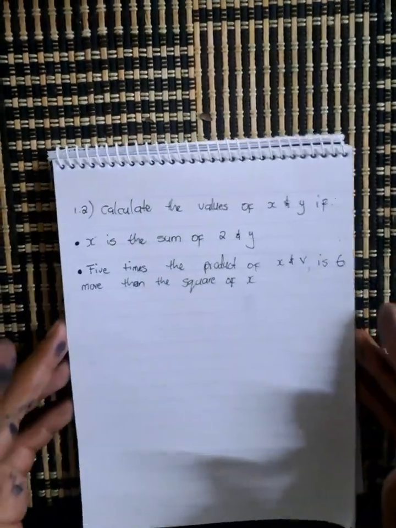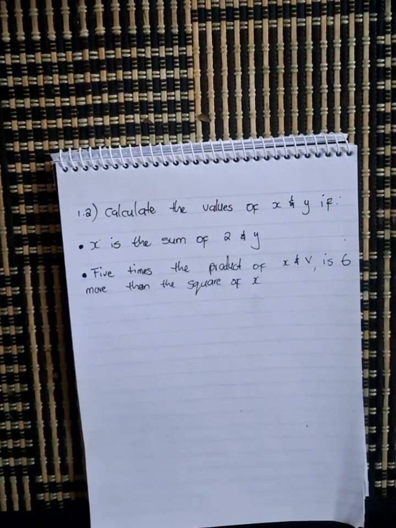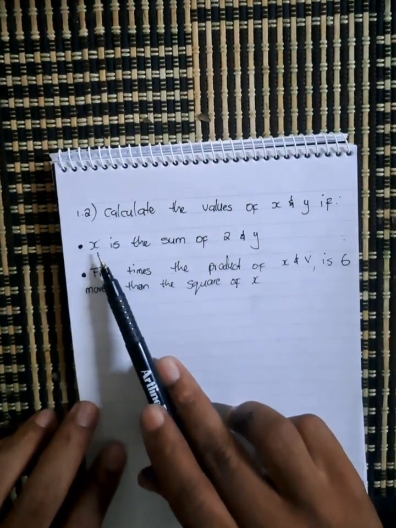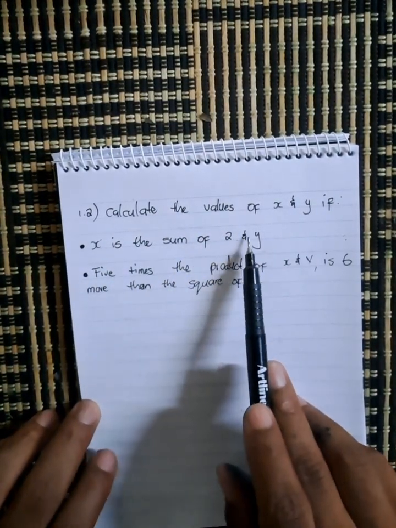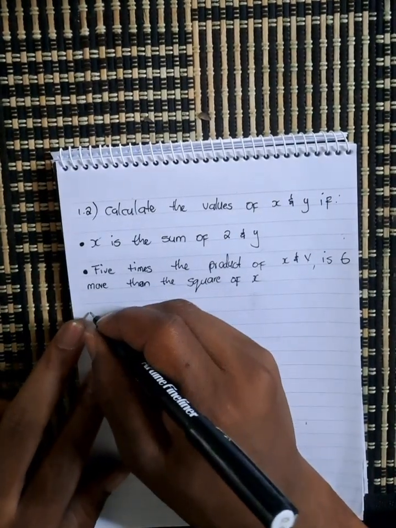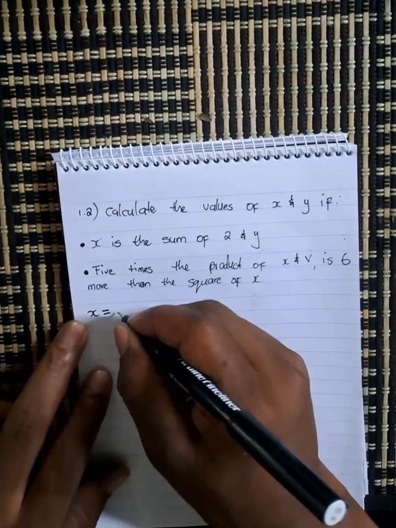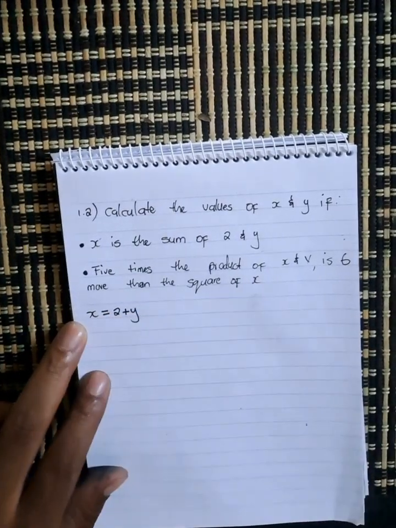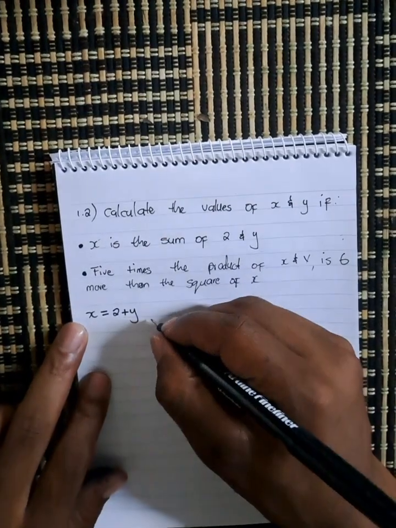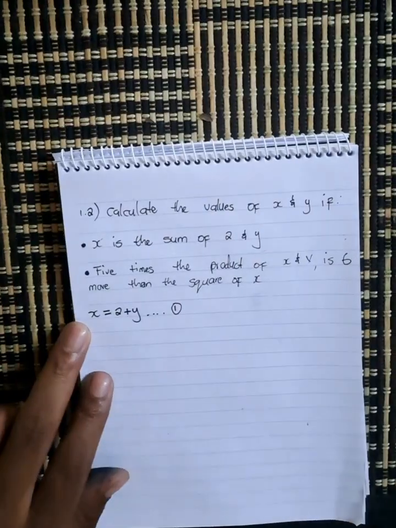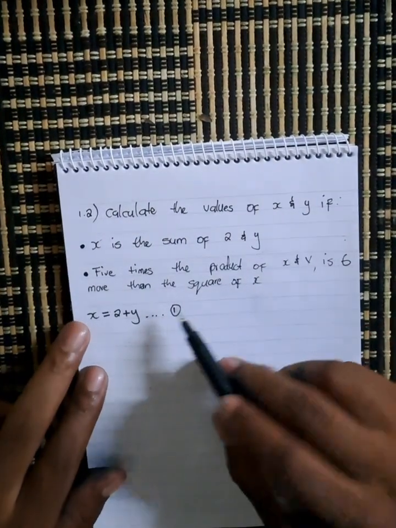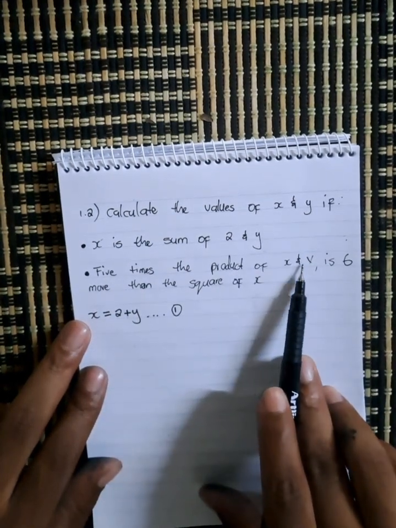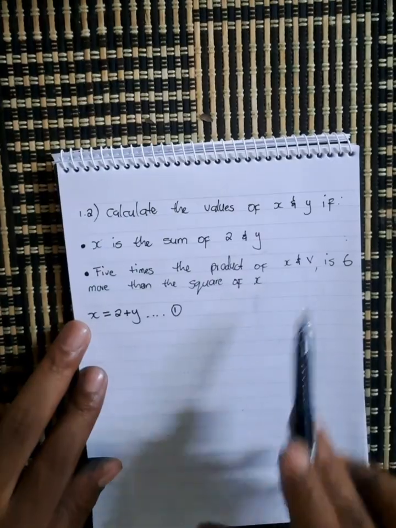Okay. And then this is going to be our last question for question 1. Calculate the values of x and y if x is the sum of 2 and y. So they tell you that x is the sum of 2 and y, so this is going to be our equation number 1. And then they further tell you that 5 times the product of x and y is 6 more than the square of x.